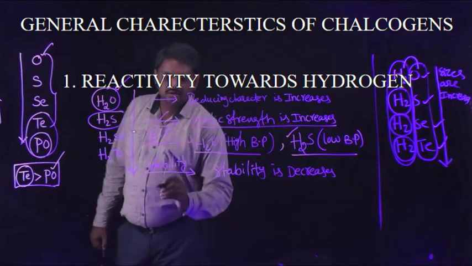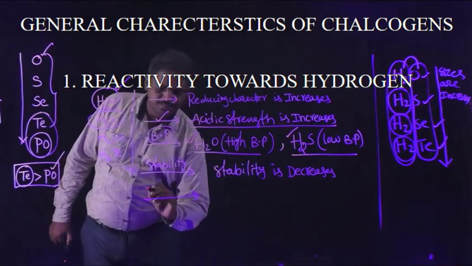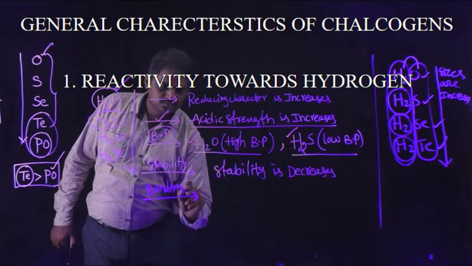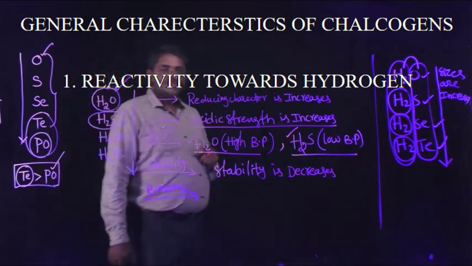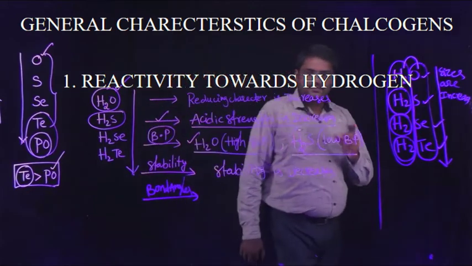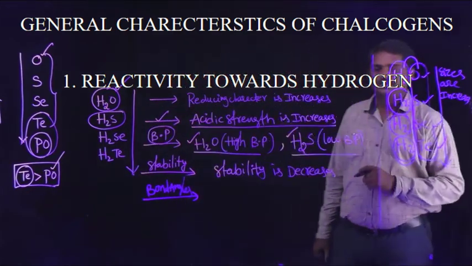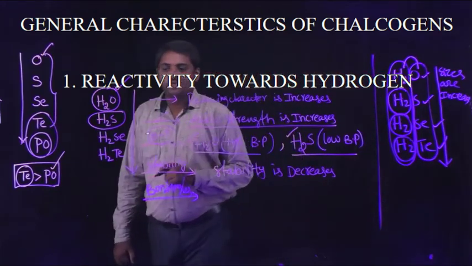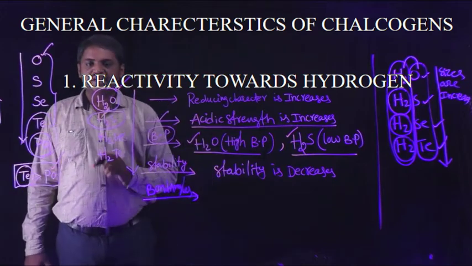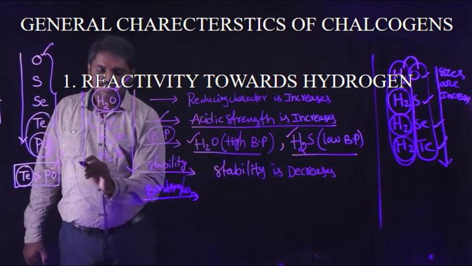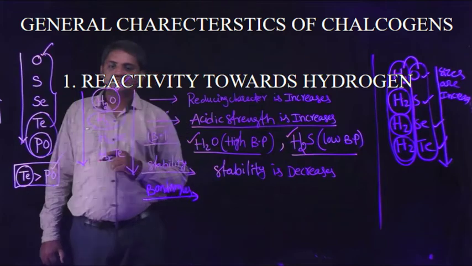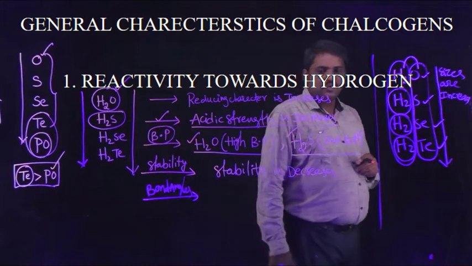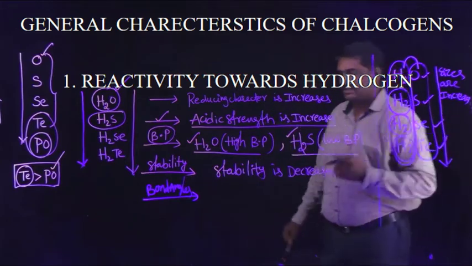And next, bond angles. These hydrides are observed on moving down the group: the bond angles decrease. Why? What is the reason? Bond angles decrease due to many reasons.